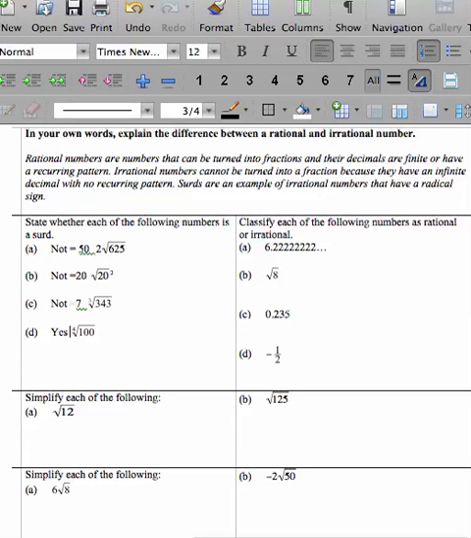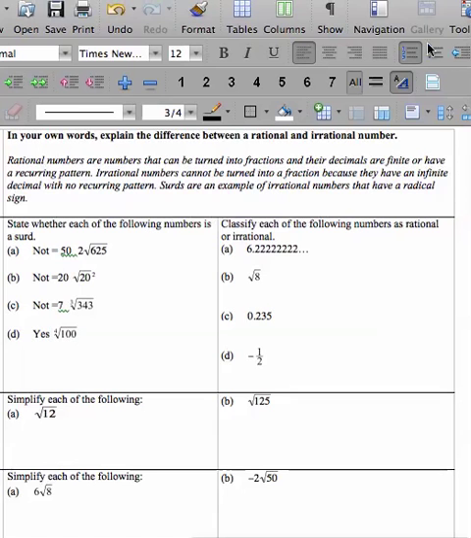Now, with this one here, classify the following numbers as rational or irrational. So if we have a look at A, we've got 6.2222 and it goes on, and it tells us that it continues. Now we can see the decimal will never stop, it's infinite, but it has a pattern, and my pattern is 2. 2 keeps repeating itself, so therefore this one is rational.